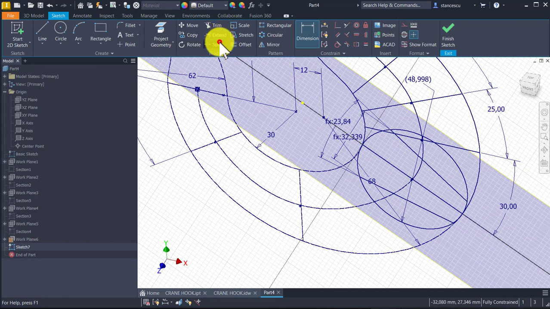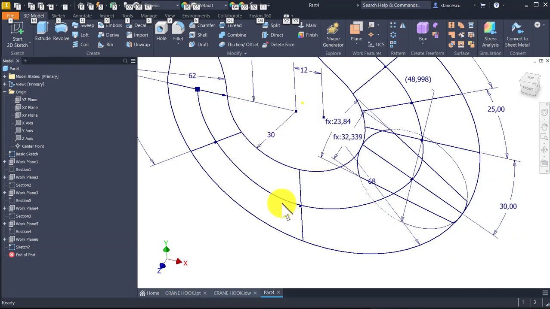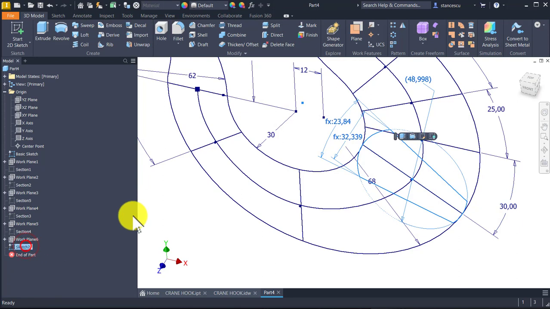Split 2 points, 1 point, 1 point. Then this and this must be construction lines. Finish sketch, select plane, Alt V, name this sixth sketch, section 6.